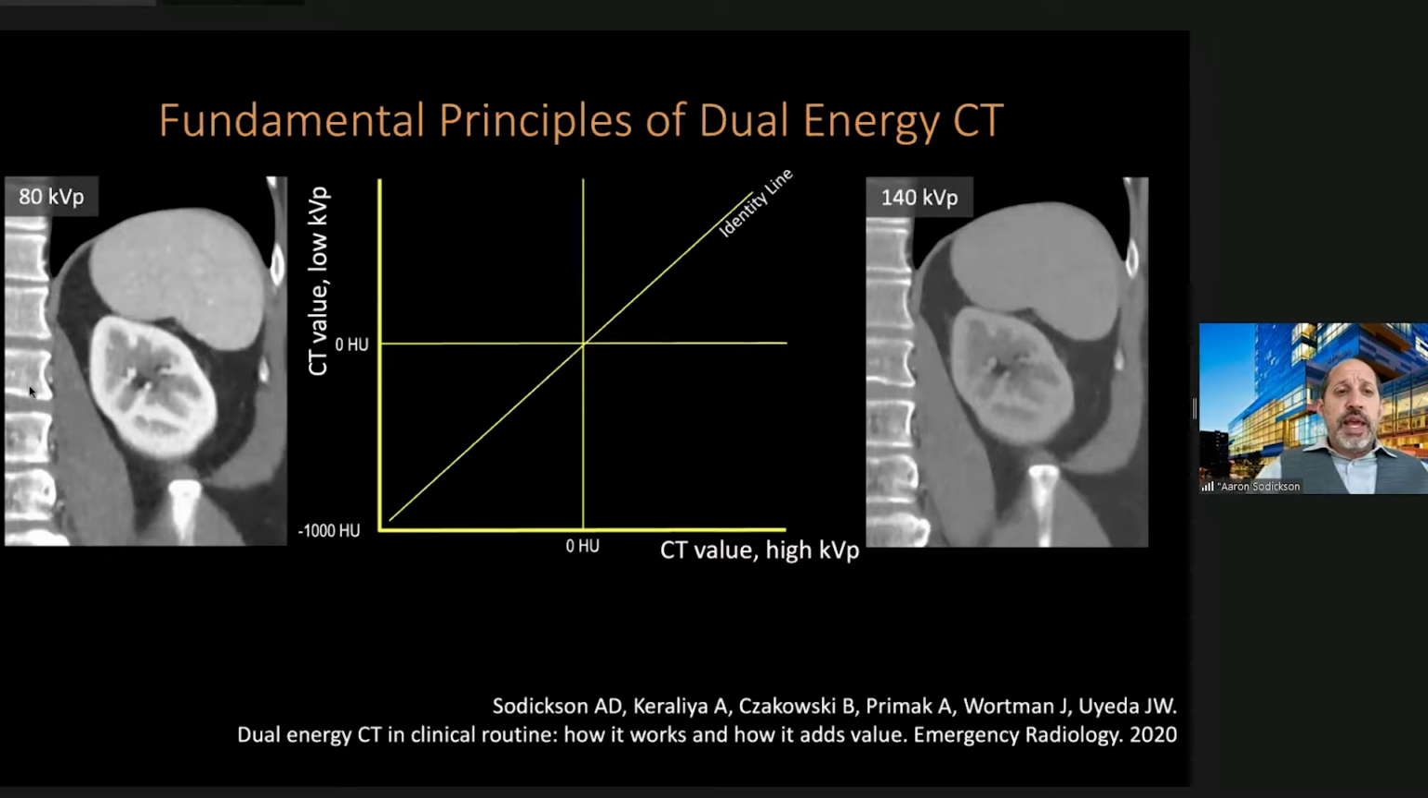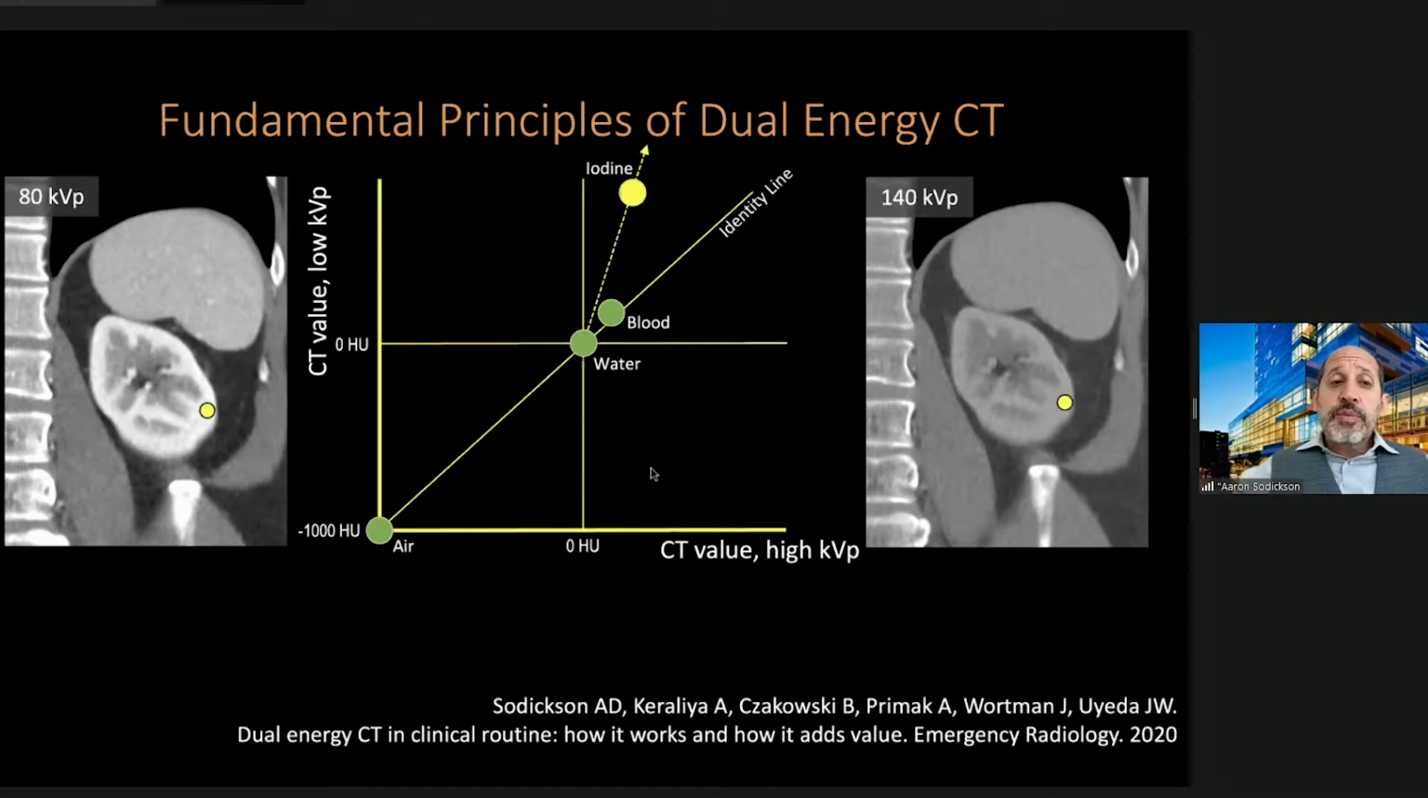Here on the left, I'm showing you an 80 kVp scan. Here on the right, a 140 kVp scan. And you're going to see a lot of these sorts of charts in my talk, where on the y-axis we have Hounsfield units at low kV, and on the x-axis Hounsfield units at high kV. We recall, of course, that water and air are calibrated to be at 0 or minus 1,000 Hounsfield units at any kV, and that most soft tissues in the body, like blood or muscle or whatever, tend to fall very close to this identity line with very similar Hounsfield unit values at low and high kV.